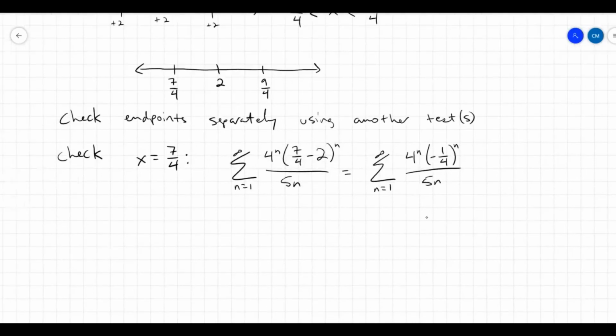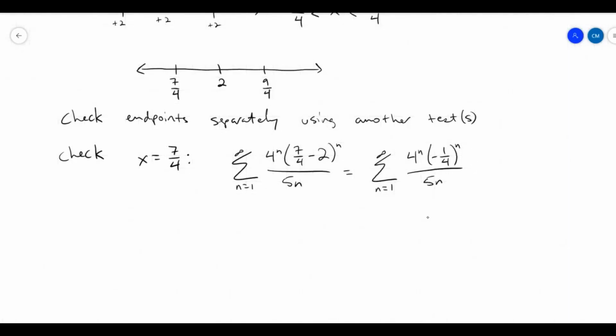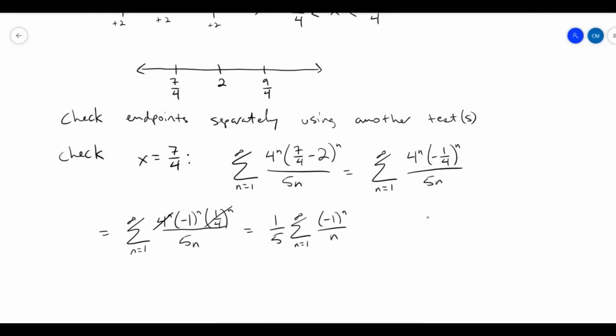Now that negative 1/4, I can write that differently. Since it's to the n power, I can write it as negative 1 times 1/4, right? And then I can apply that n power to both of them separately. Now notice this 1/4 to the n could also be written as 1 over 4 to the n, so it's going to cancel with the 4 to the n there. And then that 1/5 can be brought out. It's a constant. And this is what we're left with then, negative 1 to the n over n.